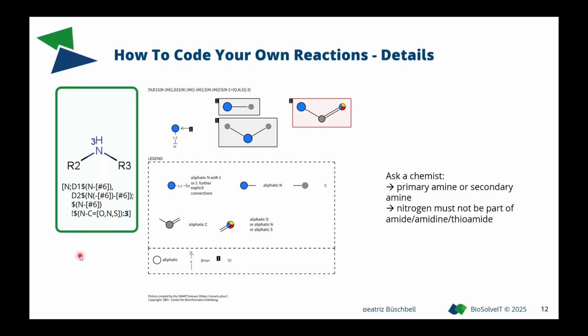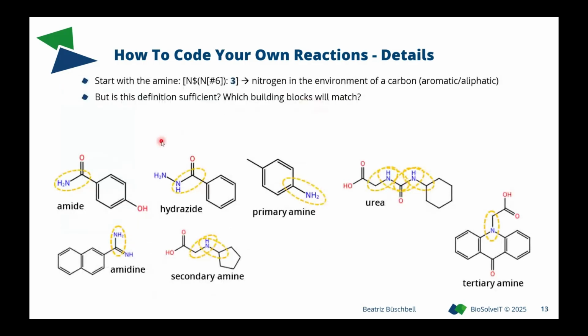So this is why we see here the code on the left side. This is what you end up with in the end. But let me explain that in more detail. So you would ideally start with an amine, meaning I have here the nitrogen, and then you have the $ sign, which says, okay, in this environment of this nitrogen should be a carbon. So it can be aromatic or aliphatic. That's why it has this #6. And then it has this mapping label that we already know.